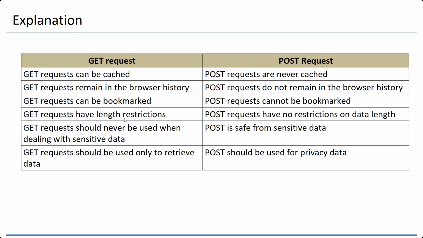So the difference between GET and POST can be seen like this. If you are using a GET request, it can be cached. Do you know what cache means? Cache means you will save it into the memory. So do you know about cookies? These are the cookies from the website.